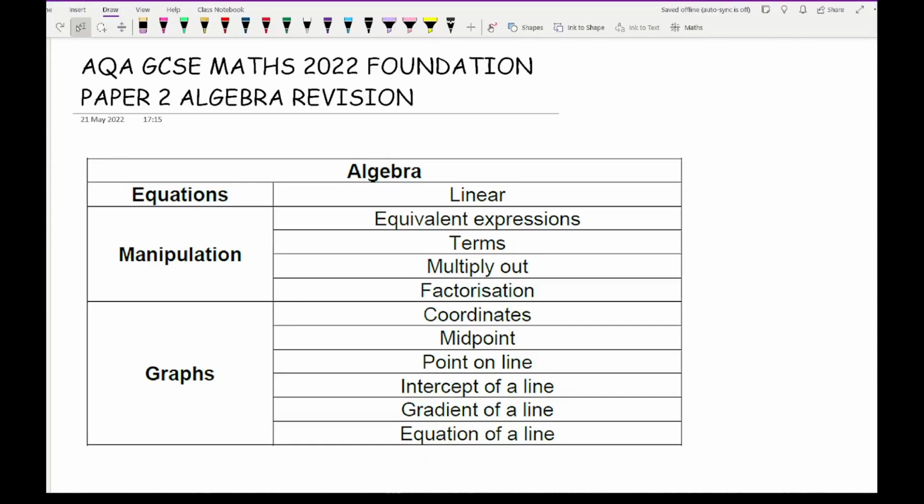So here is the list of topics that are on the Algebra section of the Foundation Paper 2. Now, as you can see from the list, I would say that a lot of it's going to be related to graphs and your basic skills of algebra, of expanding brackets, collecting like terms, and solving equations, which I think you would have generally spent quite a lot of time on in class. What we're going to do in this video is just quickly go over what each of the topics means and the typical questions that you could get asked.